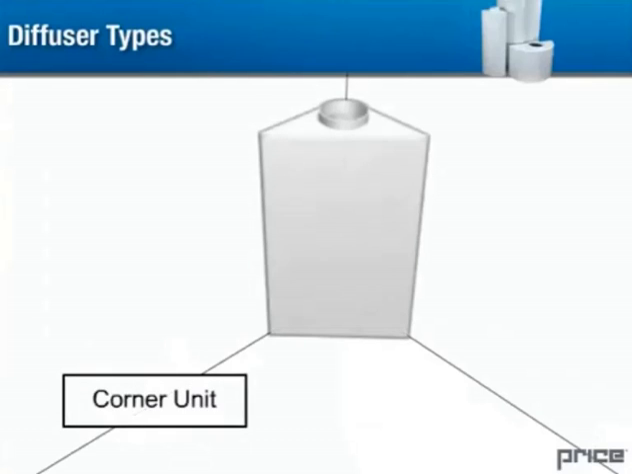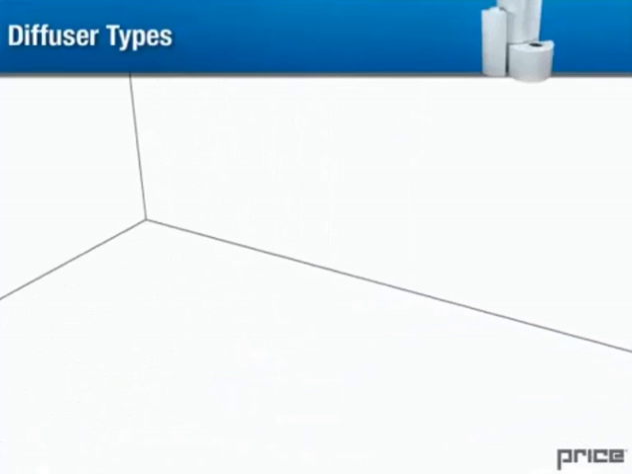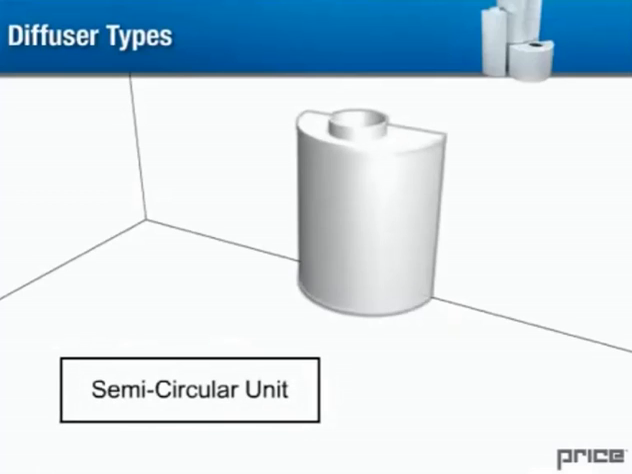Corner units are designed to fit into a 90-degree corner in a room. Supply inlets can be located at the top or bottom of the unit. Flat or semicircular faces are available depending on the desired look. A 90-degree radial pattern is produced by corner units. Semicircular units are typically placed against a wall or pillar. Supply inlets can be located at the top, bottom, or rear of the unit. A 180-degree radial pattern is produced.